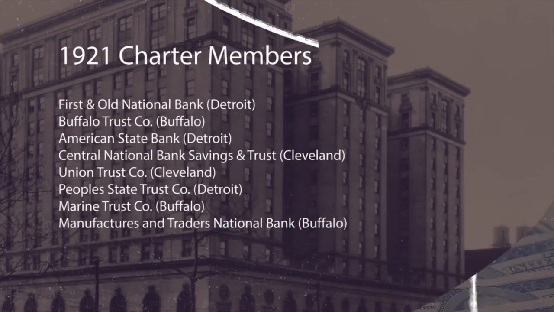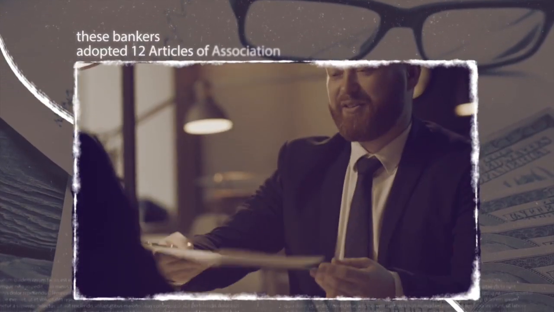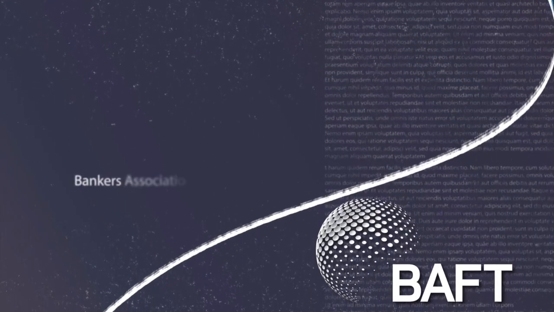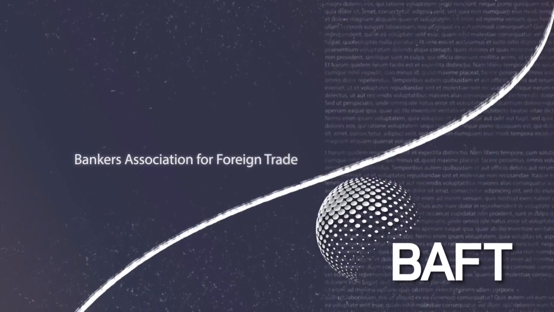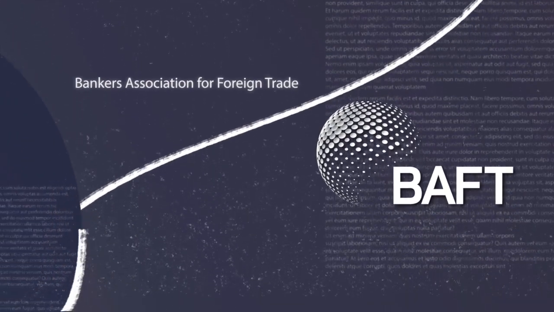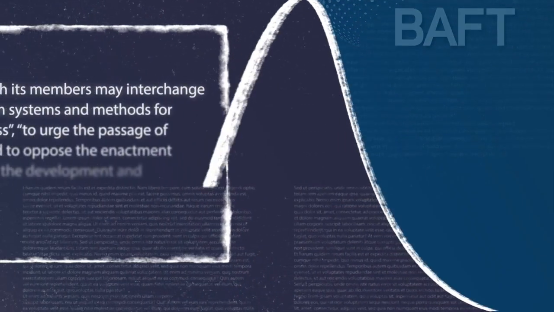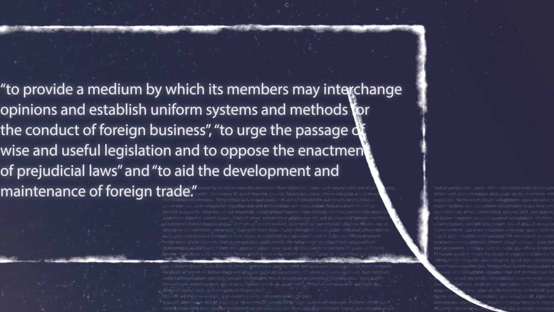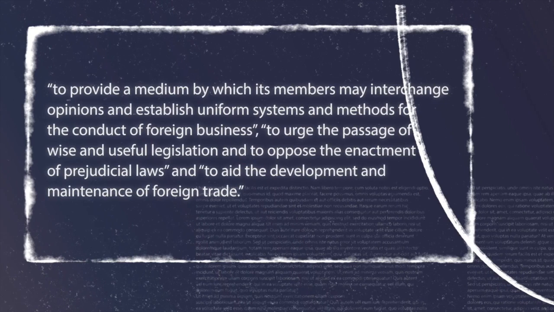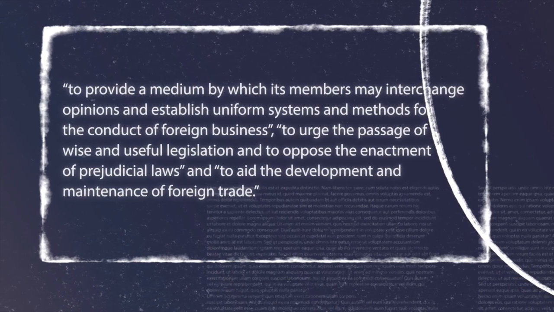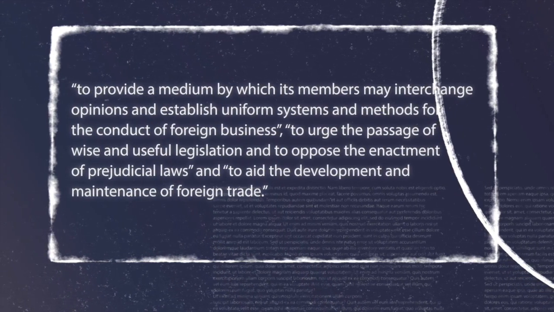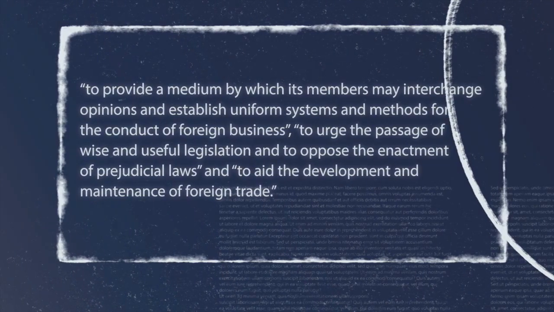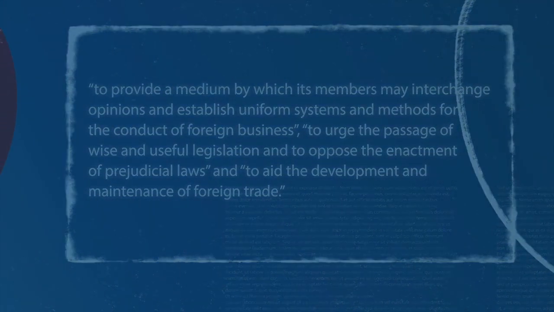trade. 6 hours later, these bankers adopted 12 articles of association and formed an organization called Bankers Association for Foreign Trade, BAFT, with the purpose, quote, "to provide a medium by which its members may interchange opinions and establish uniform systems and methods for the conduct of foreign business, to urge the passage of wise and useful legislation and to oppose the enactment of prejudicial laws, and to aid the development and maintenance of foreign trade," end quote. Mr. Guerin was elected as BAFT's first president.